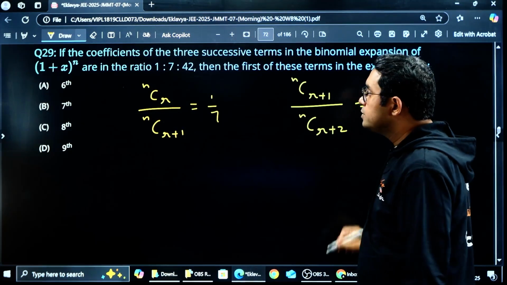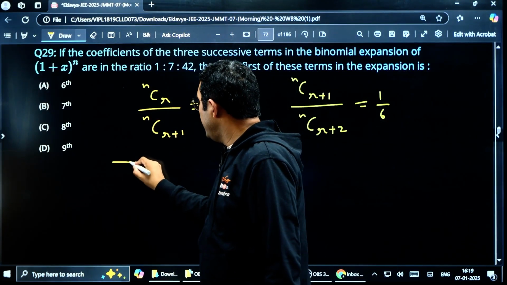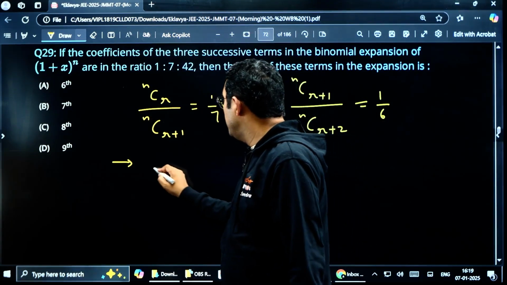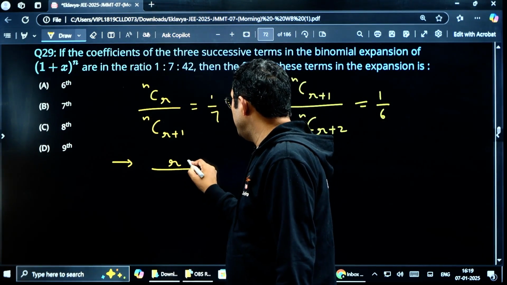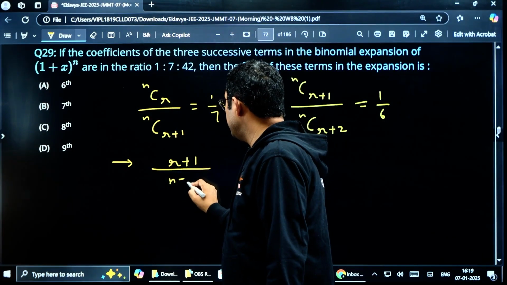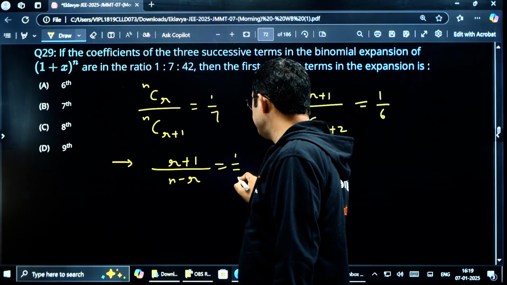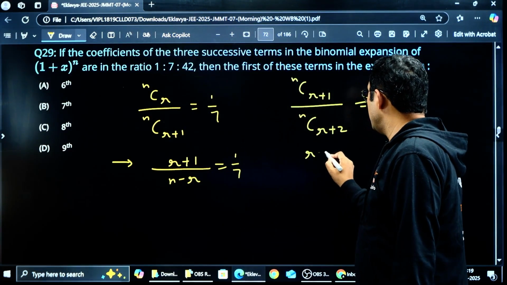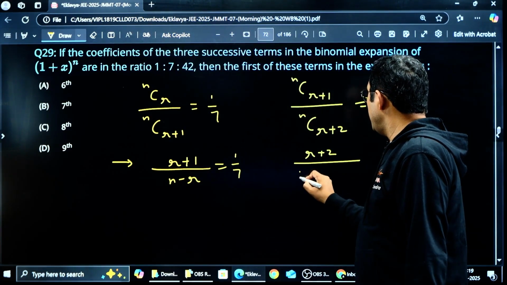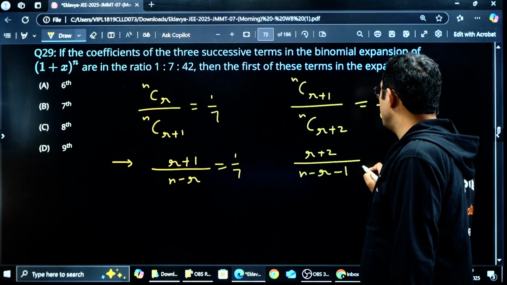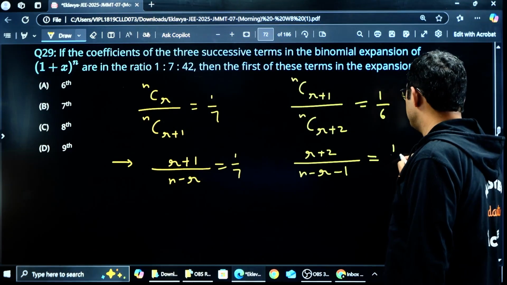and that will be equal to 1/6. Now nCr upon nCr+1, if you solve, I think you will get r+1 here and n-r here, and that is equal to 1/7. Likewise, here it will be r+2 in the numerator and n-r-1 in the denominator, and that is equal to 1/6.